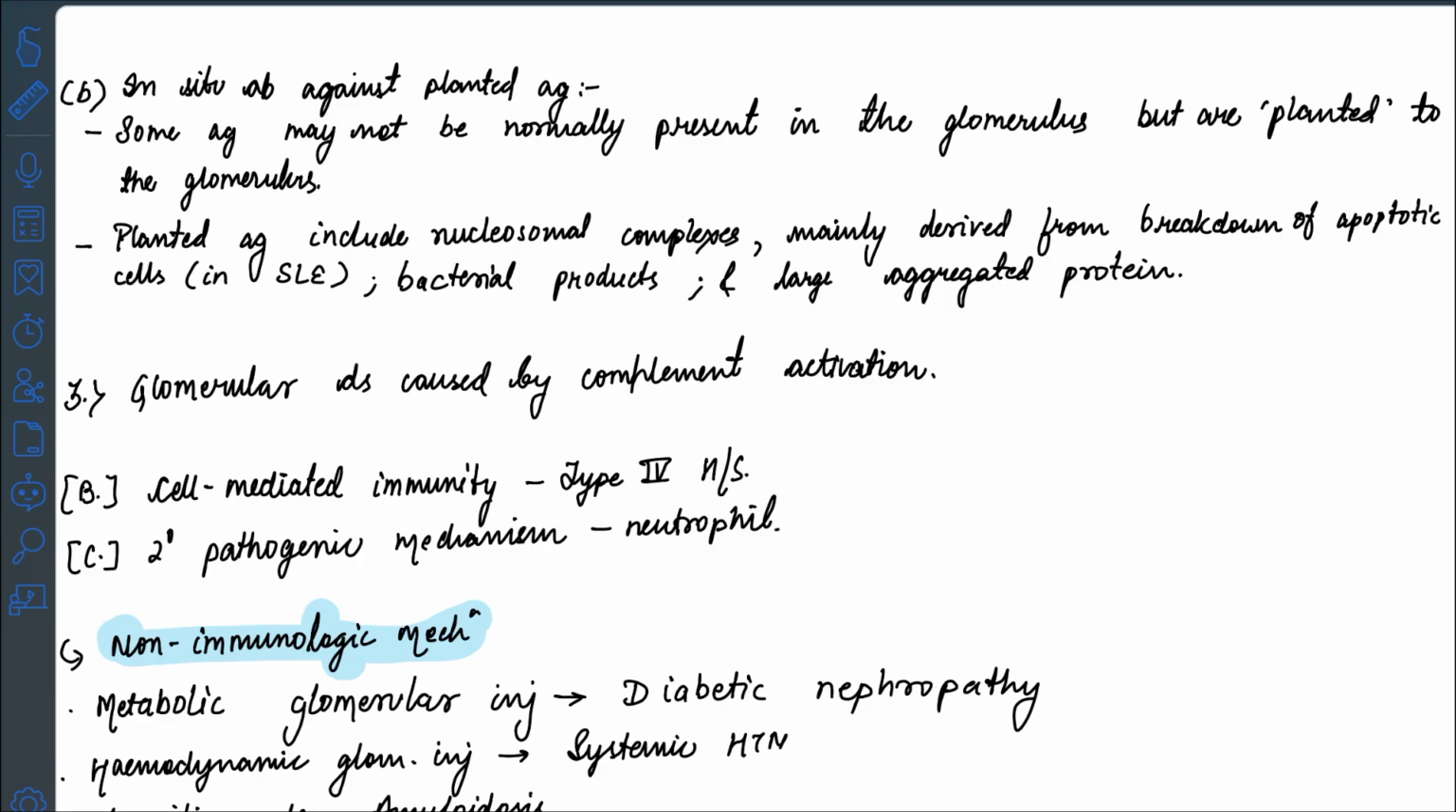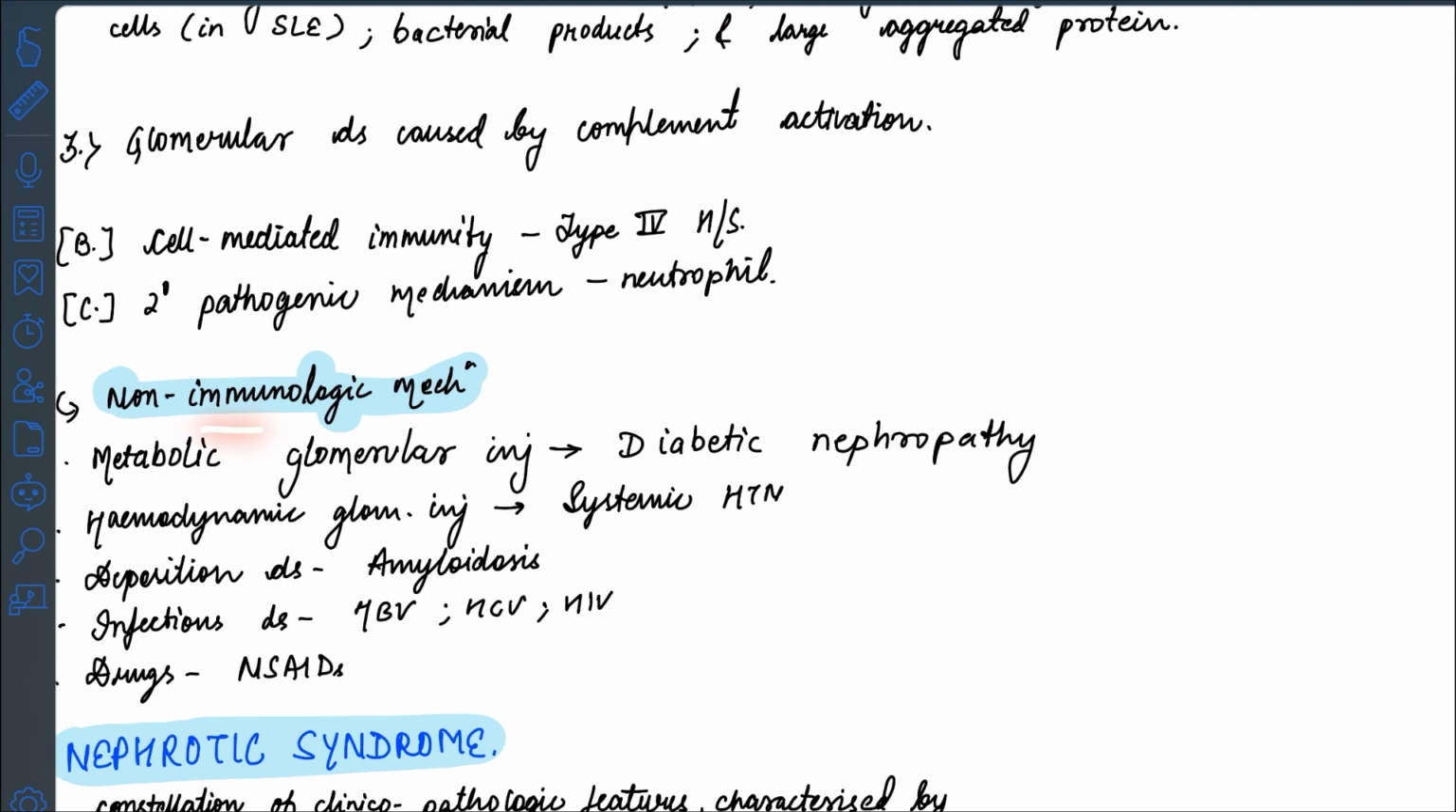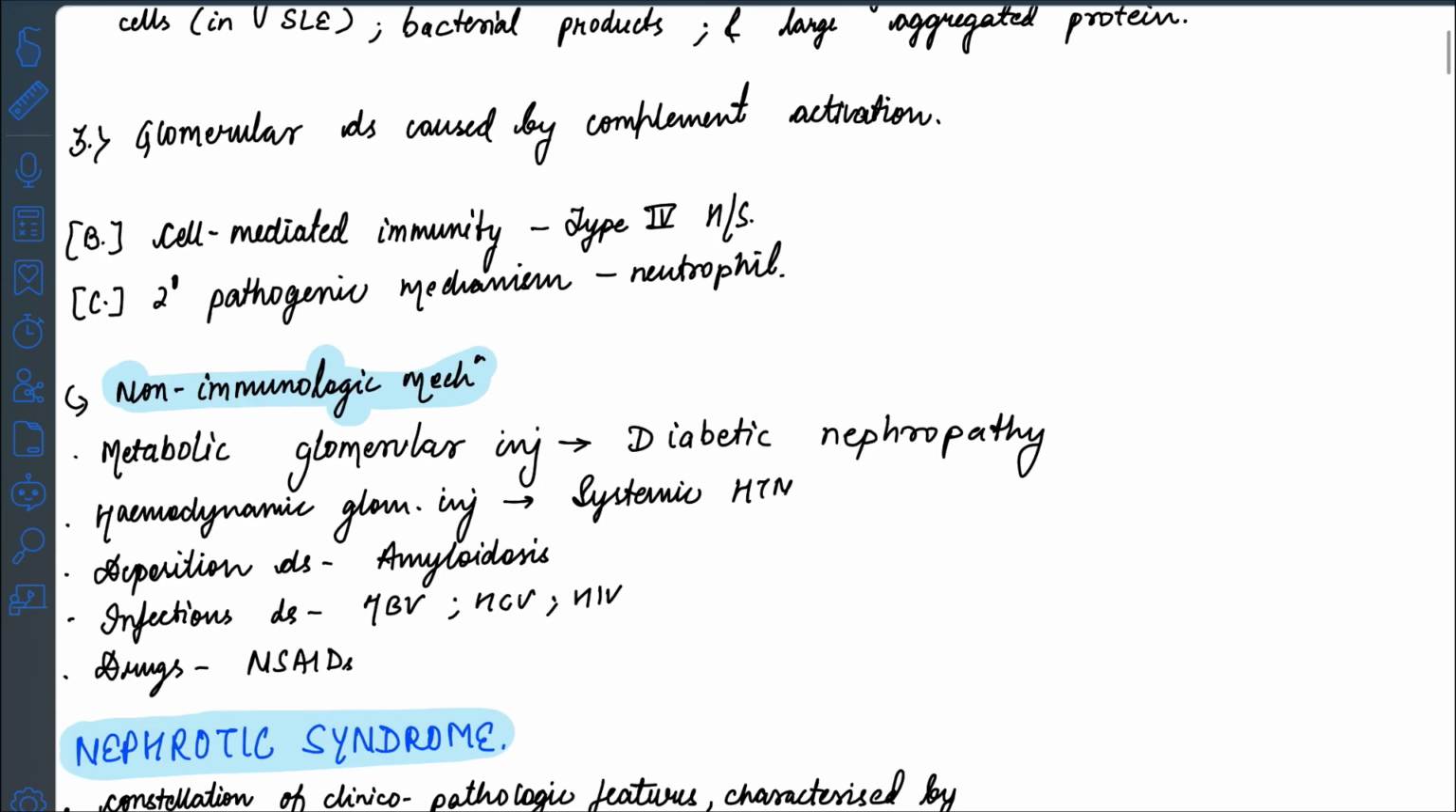Now this was about the antibody mediated reaction. The second reason for the immunologic mechanism can be cell mediated immunity, where we see type 4 hypersensitivity reaction, and it can be a secondary pathogenic mechanism like neutrophilic infiltration and all. So this was about the immunologic mechanism. The other mechanism, as I told you, is the non-immunologic mechanism. That means here no antigen antibody complex is involved. Non-immunologic can also be a kind of secondary reason.